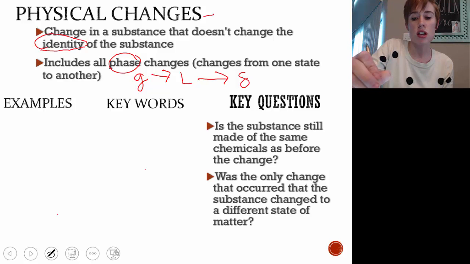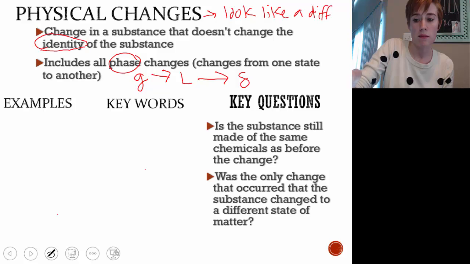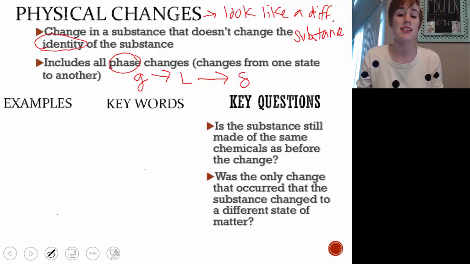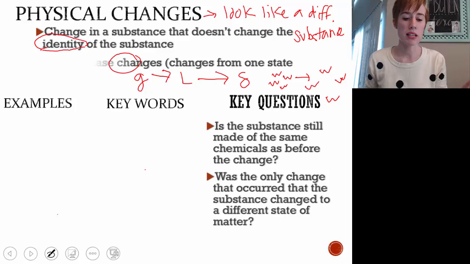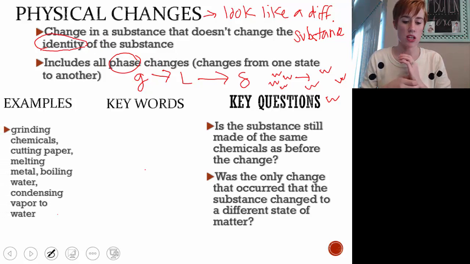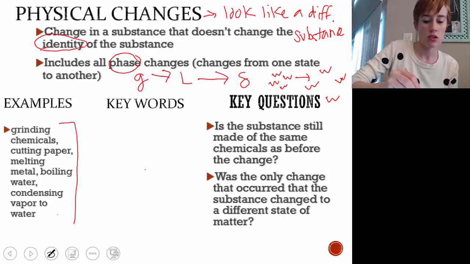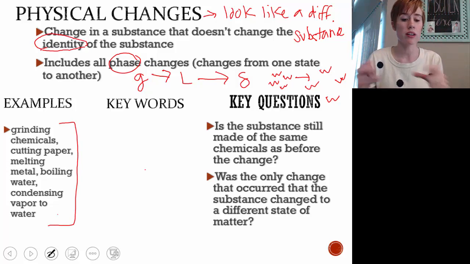Keep in mind that physical changes may look like a different substance, but the actual chemical makeup of that substance is not changed. So it may look like it's changed even though the actual molecules are still the same. A couple examples of physical changes. These are all really great words to memorize. Maybe put them on an index card and label it physical changes, because you're going to see these words in your test and in labs. And all of these words are examples of physical changes.